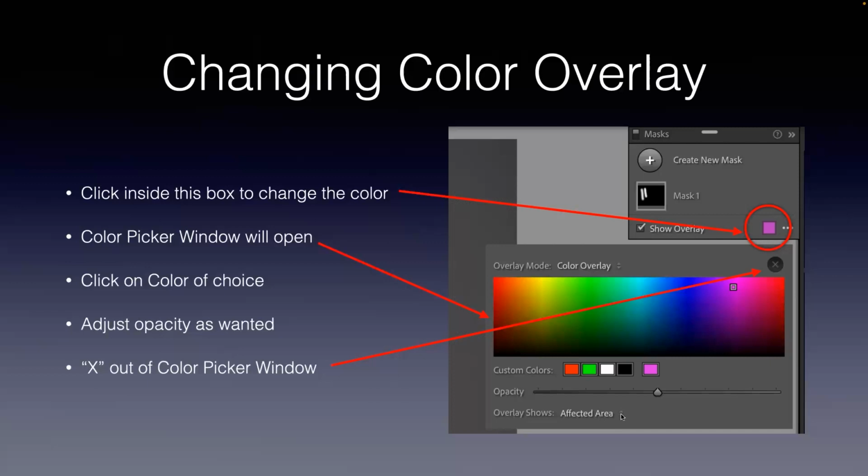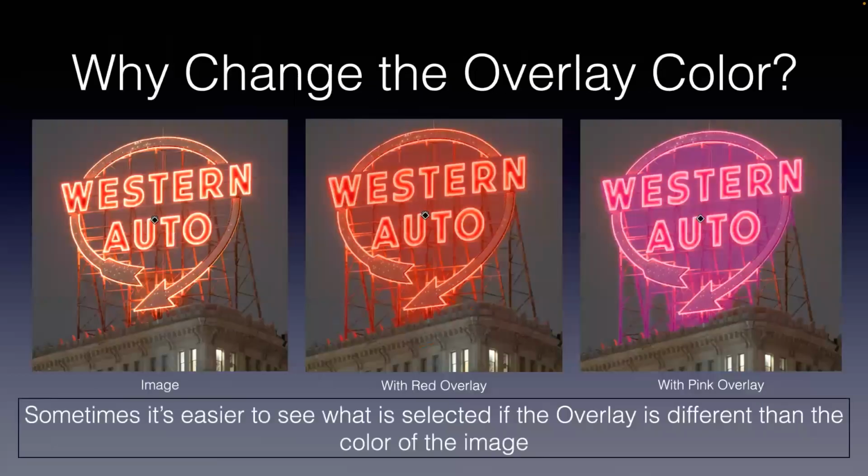And the other option is the unaffected areas. So if you chose that, then your color overlay would be on the area that isn't going to be adjusted. Now, for me, it's the way my brain works. I leave mine as the affected area, but either way, you can do either way.